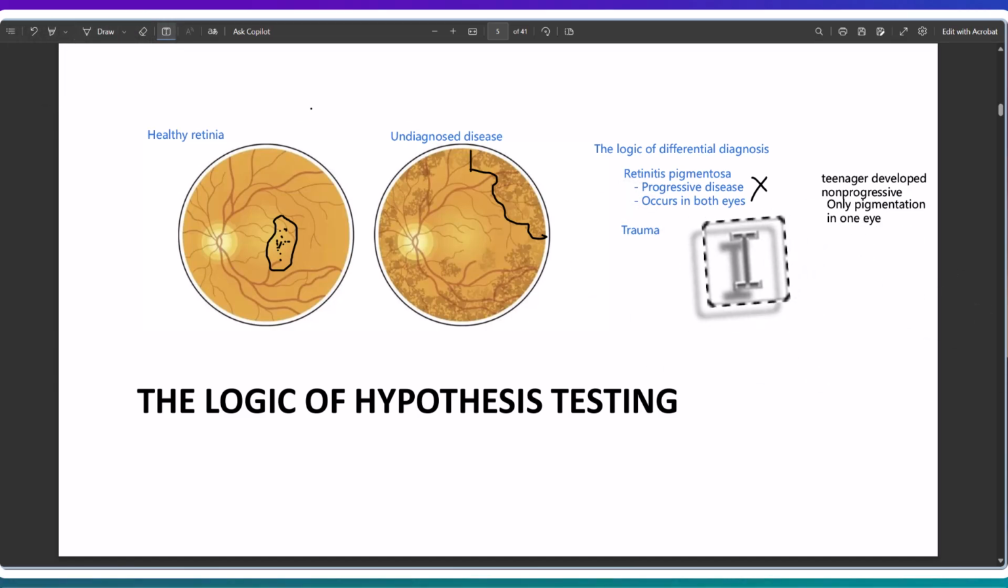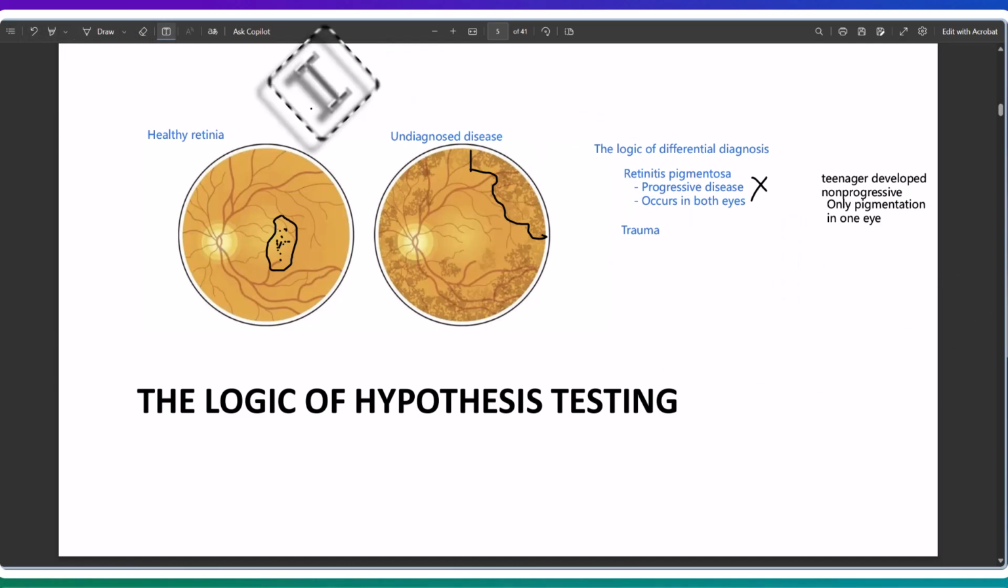a few weeks ago, she showed up in the emergency room. You could see that in that eye there seemed to be a little bit more pigmentation. The region of pigmentation had now expanded, getting concerningly closer to the optic nerve.